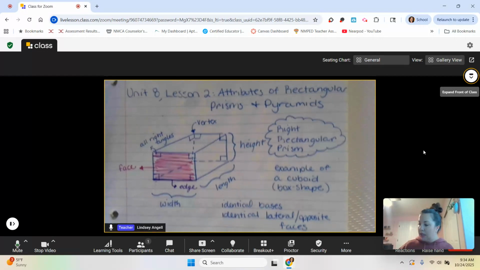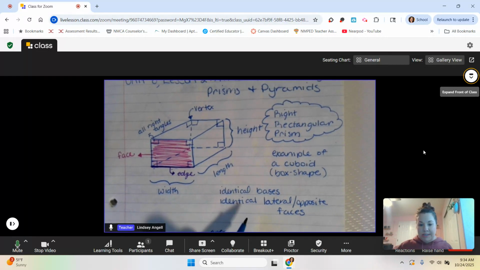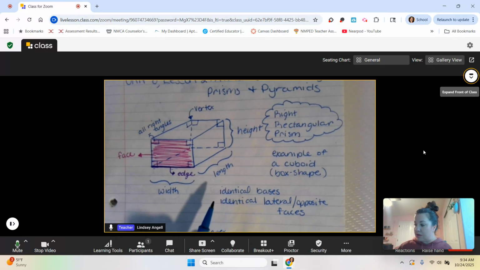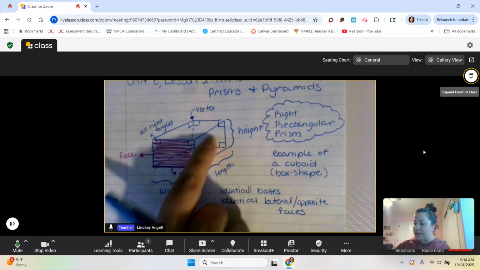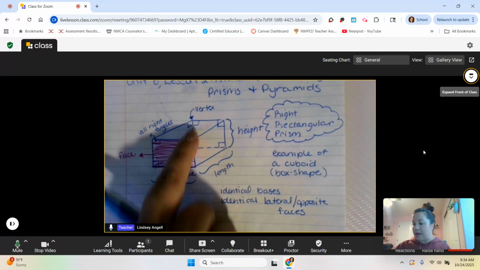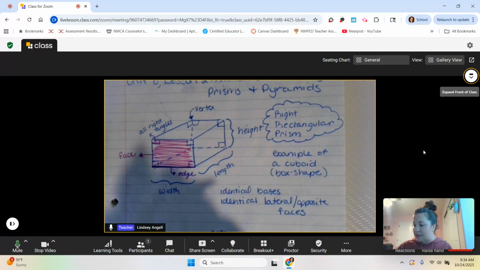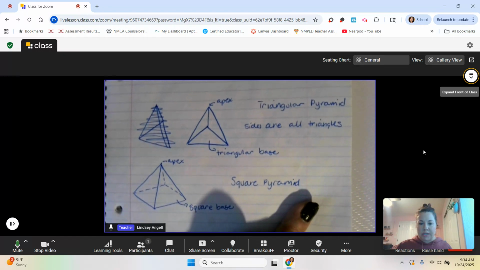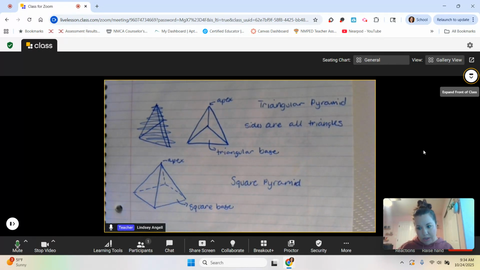Another attribute is that they have identical bases. If I'm considering these as my bases, or I could consider the top and the bottom, it doesn't really matter in this particular case, but they're identical. And also identical lateral or opposite faces. Lateral faces are the faces that are not the base. And we'll look at that in cones as well. So here's a couple examples, or not cones, oh goodness, pyramids.